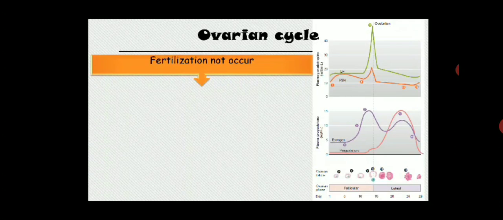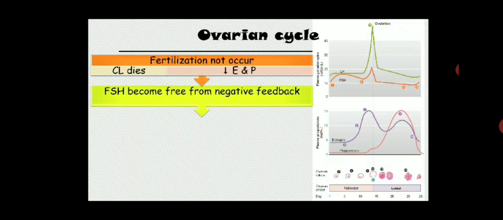If the fertilization does not occur, then there is no secretion of beta HCG. If there is no secretion of beta HCG, you can see that the level of LH will decrease day by day. The basal amount of LH is responsible for survival of the corpus luteum, right? So if fertilization does not occur, the corpus luteum will eventually die. And if the corpus luteum dies, there is no more secretion of estrogen and progesterone from the corpus luteum. So there is a decreased level of estrogen and progesterone. Now due to the decreased level of estrogen and progesterone, FSH becomes free from negative feedback inhibition from the estrogen and progesterone, and due to that there is an increased amount of FSH secretion.